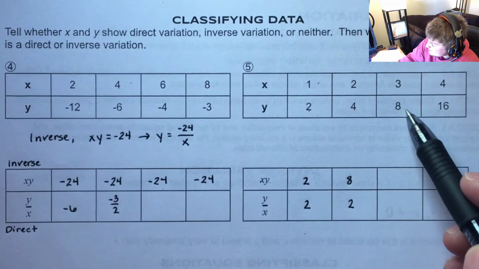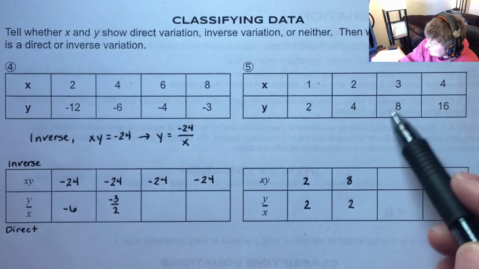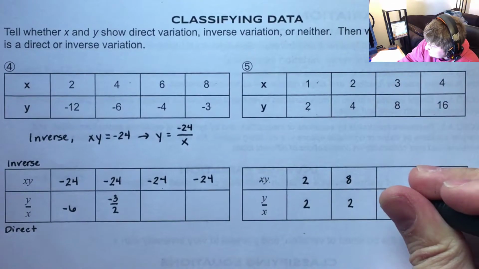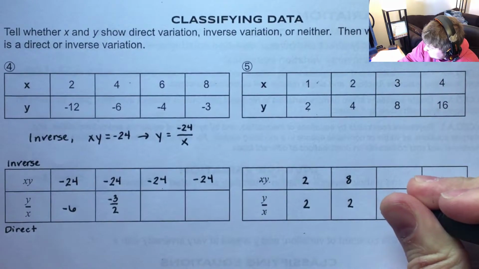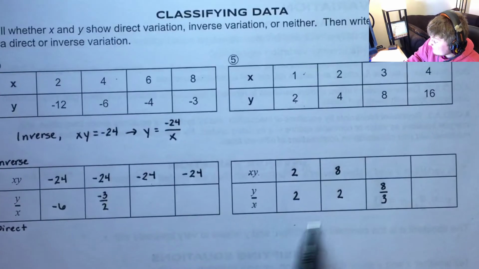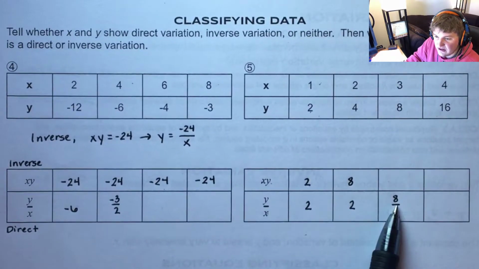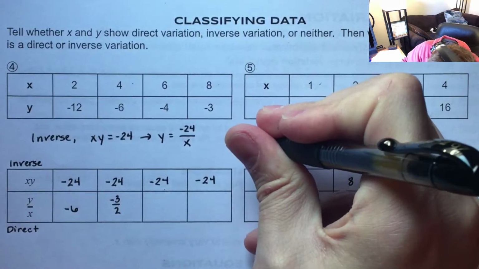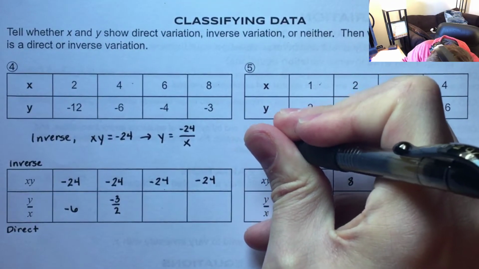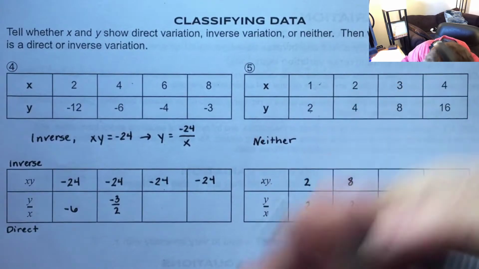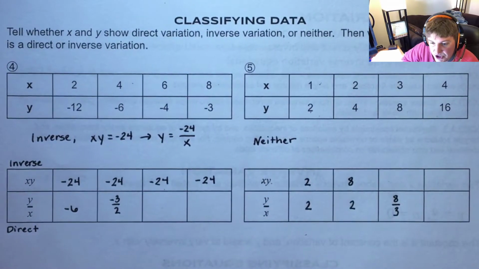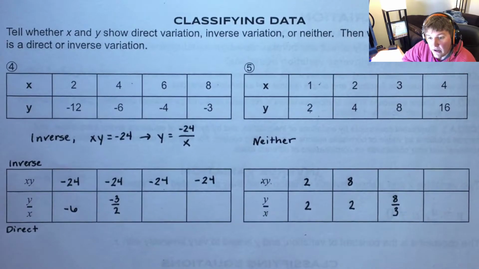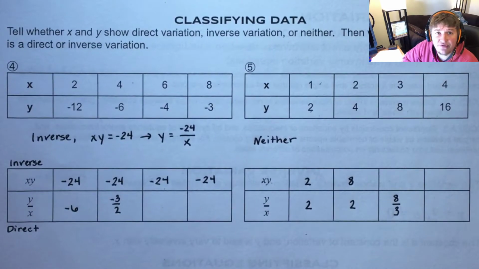Okay, and so then this one here, 8 divided by 3, well, that would just be 8/3, because that doesn't divide. So I have a mismatch in numbers here. I have 2, 2, and 8/3. These are not the same number. Okay, so what does this tell me? That this is neither a direct nor inverse variation. And therefore, there's no equation for us to really have to write.